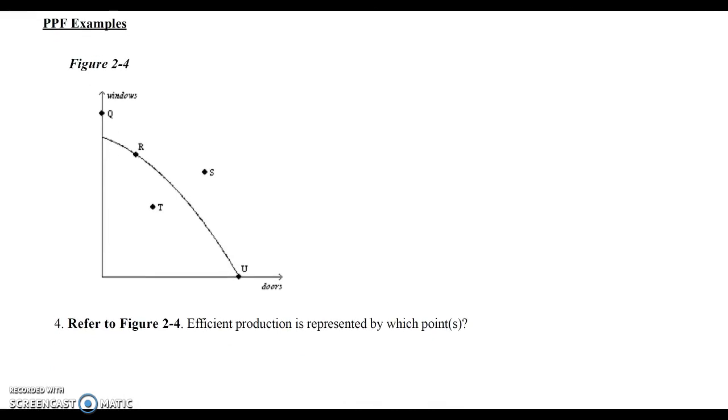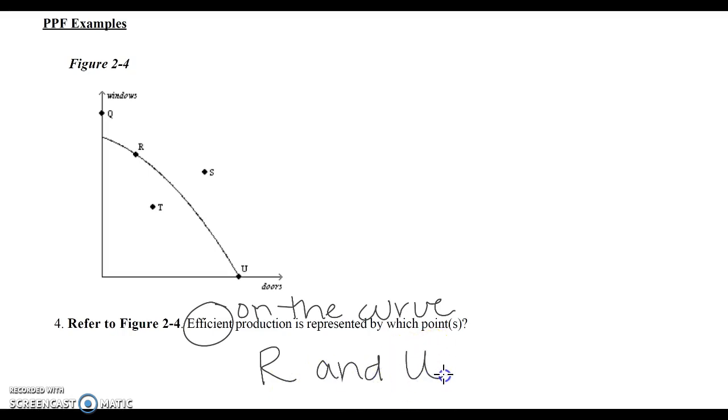So your next one here, number 4, says refer to figure 2-4, and it says efficient production is represented by which points? And remember, efficient is on the curve. So for this, you have 2 points on your curve. That is point R and point U. Right. So to be efficient, you can go anywhere on the curve, but there's only 2 points actually labeled on this one, so those are your efficient points.